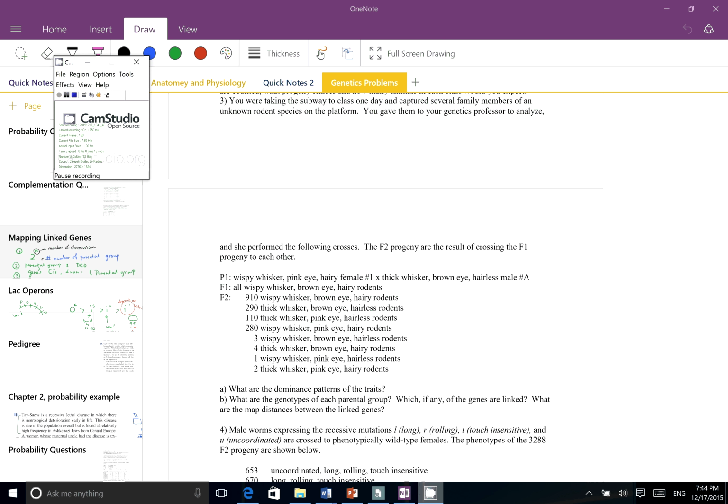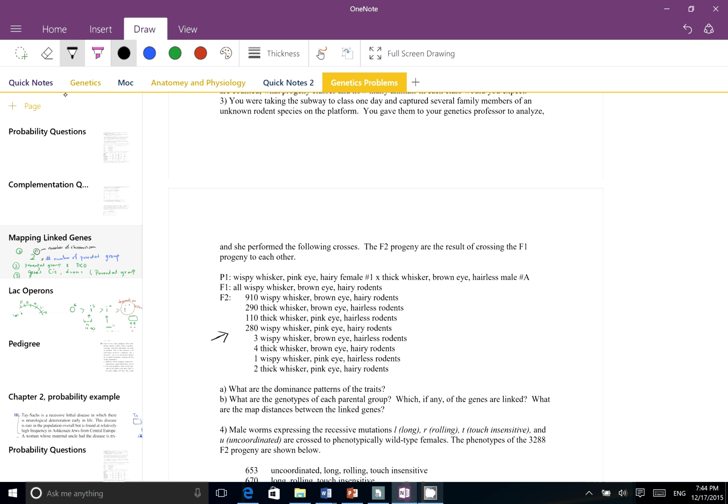Anyways, so in this question, if you read it, you're walking on the subway and you find this new unknown species of rodent, and they have the following characteristics. When you look at this, if you notice the parental groups, you kind of have the 9 to 3 to 3 to 1. So here is your 9, almost 300, almost 300, and then here's your 1.